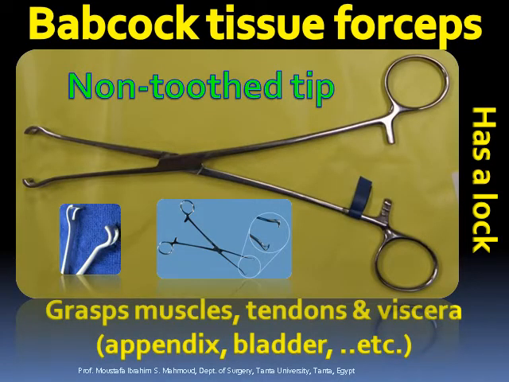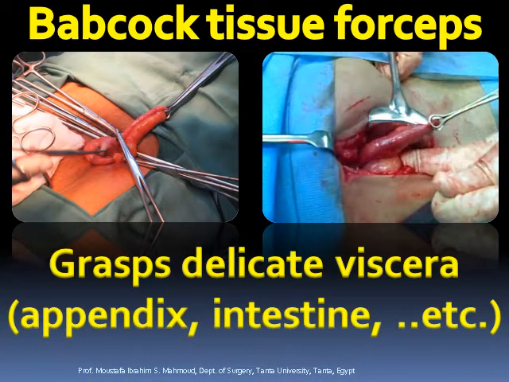Babcock's tissue forceps, like the Allis forceps but without teeth, and has a fenestra in the tip of the blades. Grasps muscle, tendons, viscera, appendix, bladder. Babcock tissue forceps grasps delicate viscera, appendix, intestine.